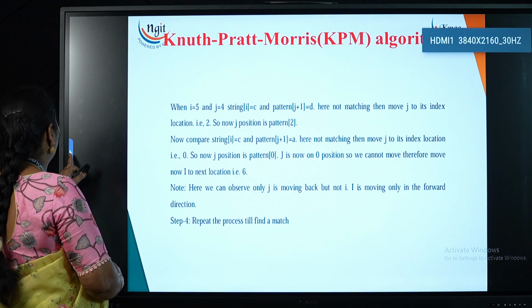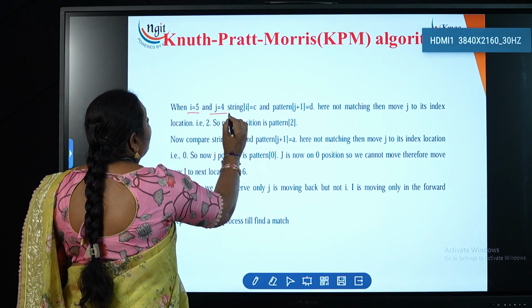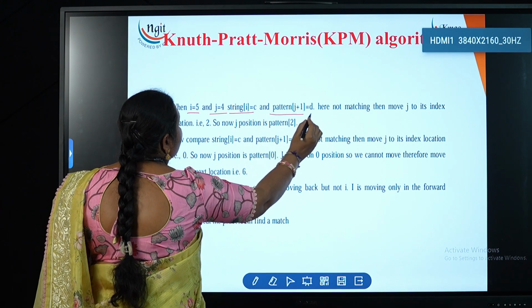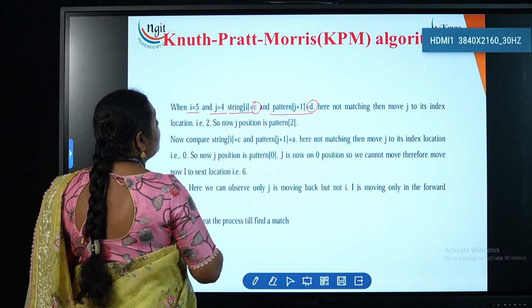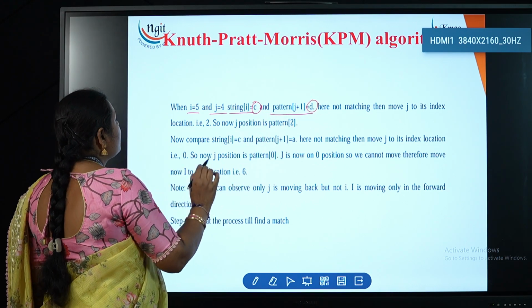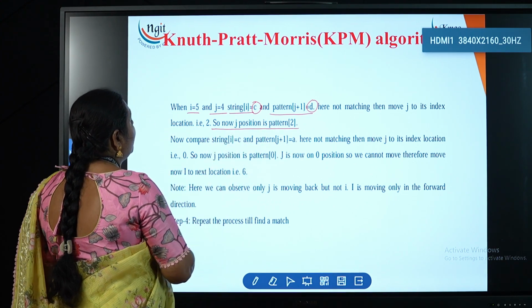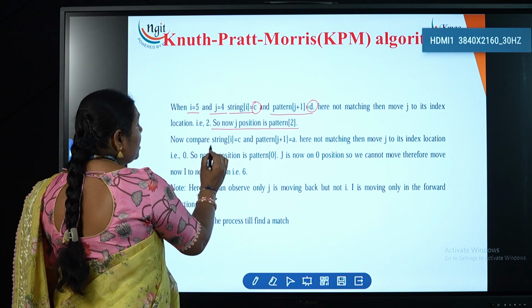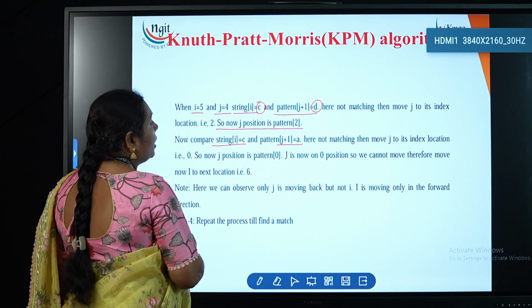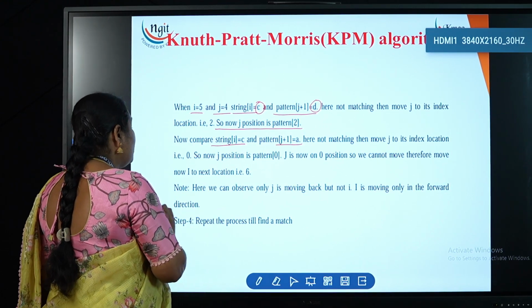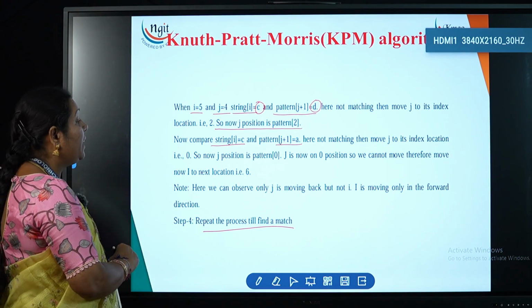So for example, when i equals 5, j equals 4, string i equals C and pattern j plus 1 equals 2. So there is no matching because i is C and j plus 1 is D. So then you won't change anything. So what you have to do? You have to position to the pattern 2. So just you are making j equal to this one. Similarly, when you have i equal to C, j plus 1 equal to A, then also you won't change anything. So like this, you have to repeat this particular process until you find the complete match of the pattern with the string.